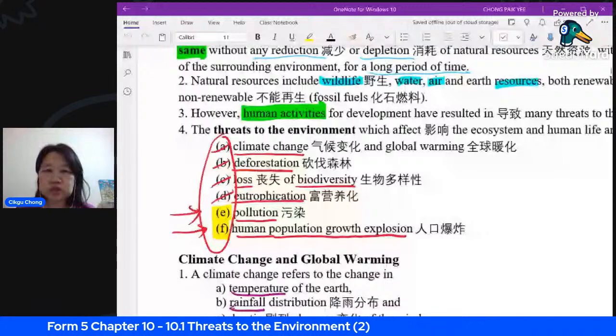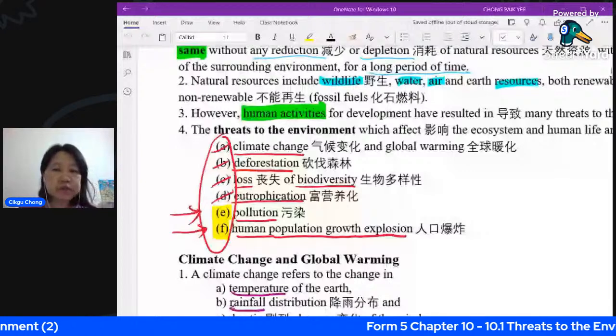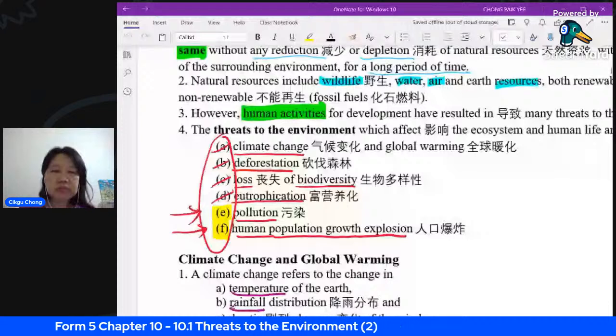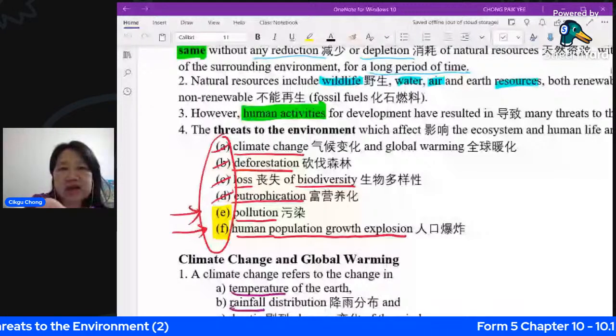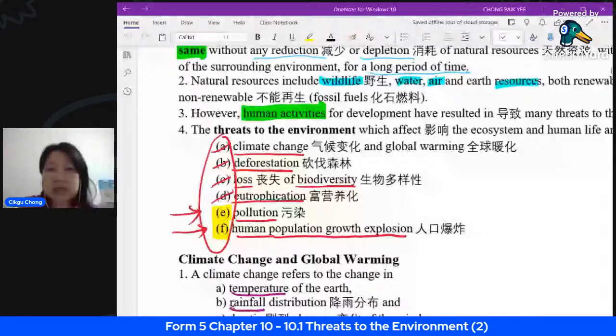Now, pollution, what is the definition of pollution first? Pollution is an undesirable change. That means it's a change that you do not want. It is not good. Something that is undesirable is not good. Desirable means something you want. Undesirable is something that you do not want. It's a change which is undesirable.